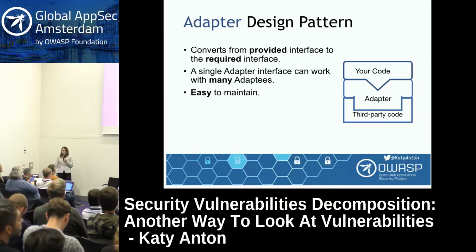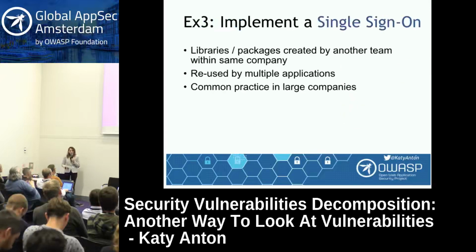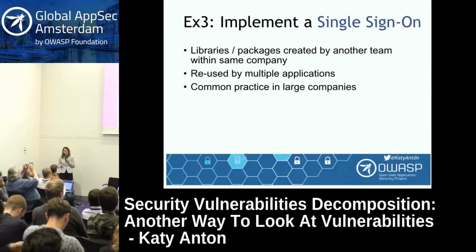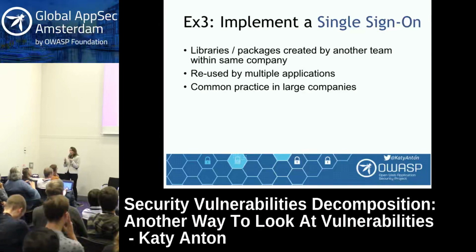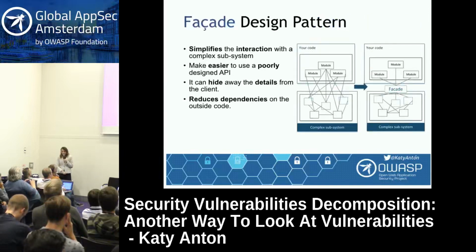And the third example that I will give is the scenario when you use in your software a library that has been developed by another team within the same company. A good example of this is single sign-on, which is quite commonly used in many companies these days. And it can be quite complex. So this package can get quite cumbersome. So for this scenario, when you need to simplify the interaction between a complex subsystem and your own one, you can use the facade design pattern.